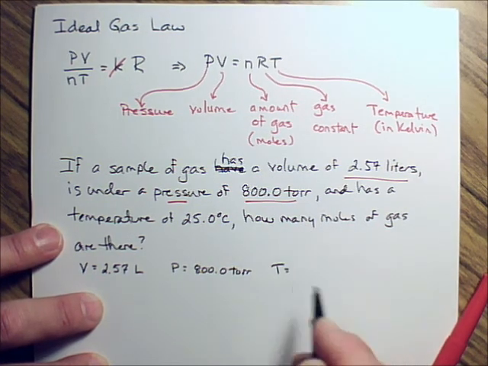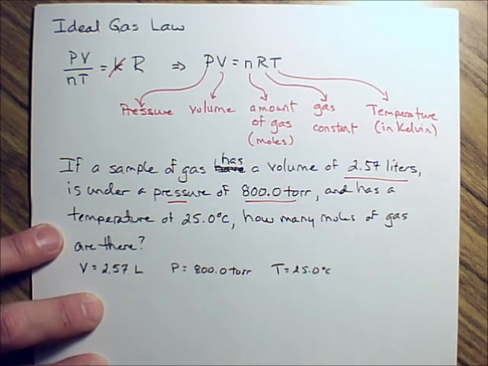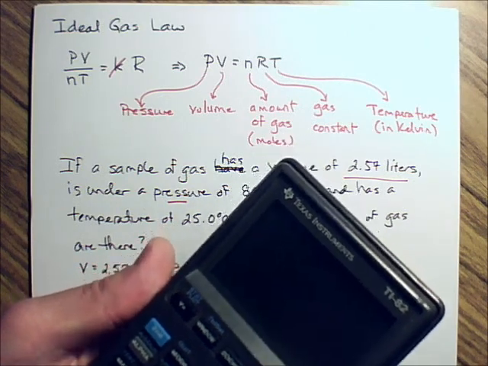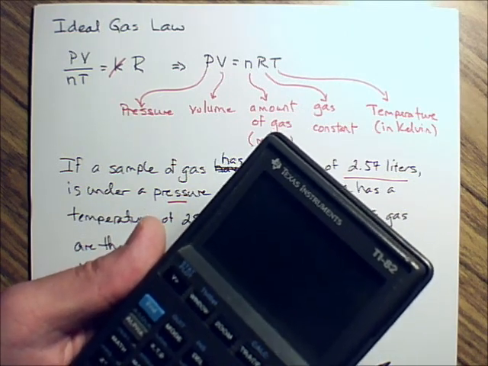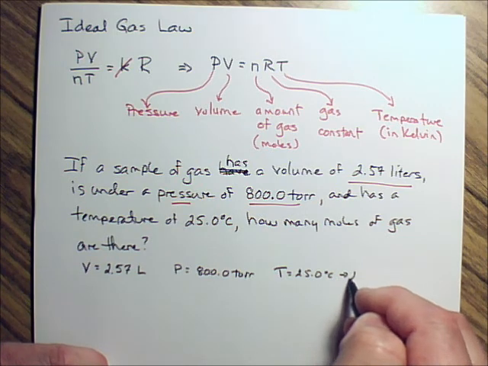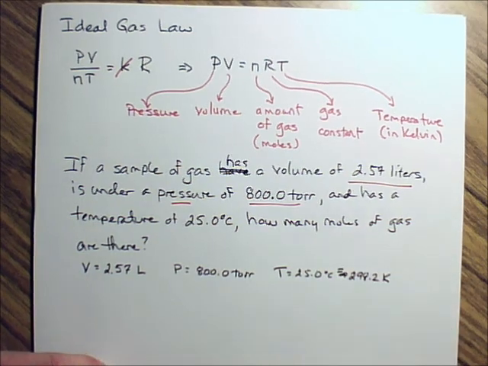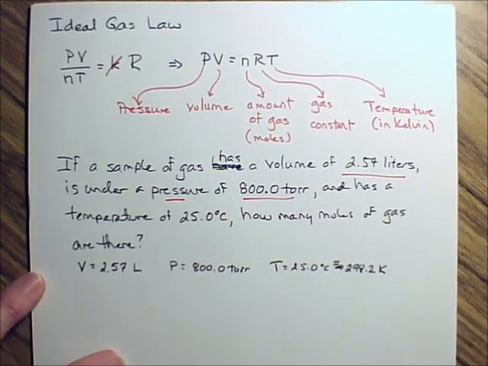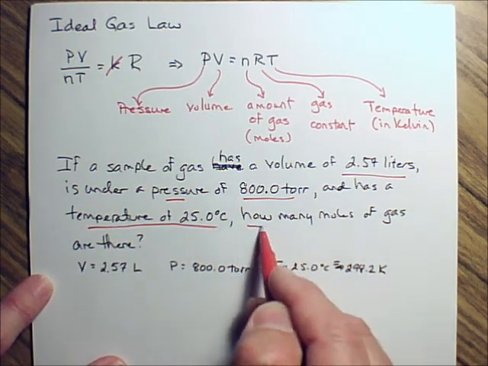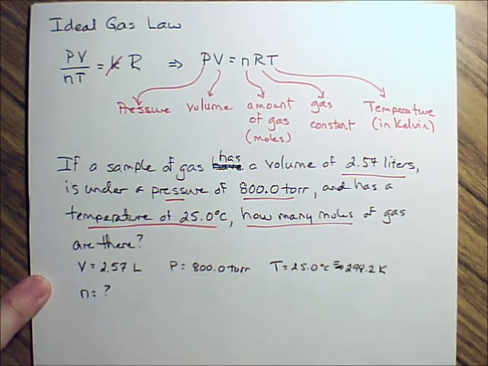All right, so the temperature we have here is 25.0 degrees C. Then you have to add 273.15. That gives 298.15, but that rounds off to 298.2. Okay. So we have those three values listed as knowns. The question is asking how many moles. So we know we have an unknown, lowercase n, the number of moles. We don't know what that is.